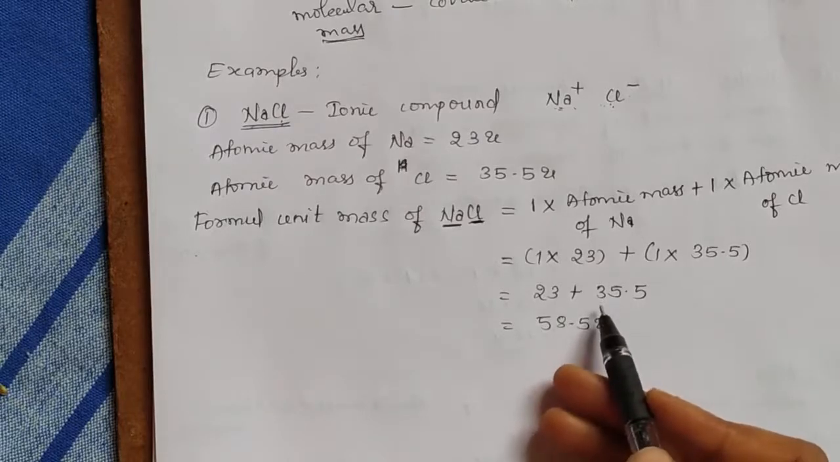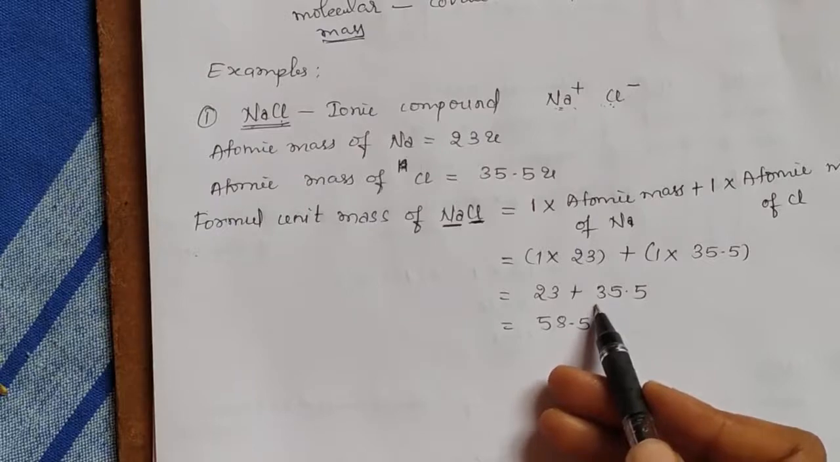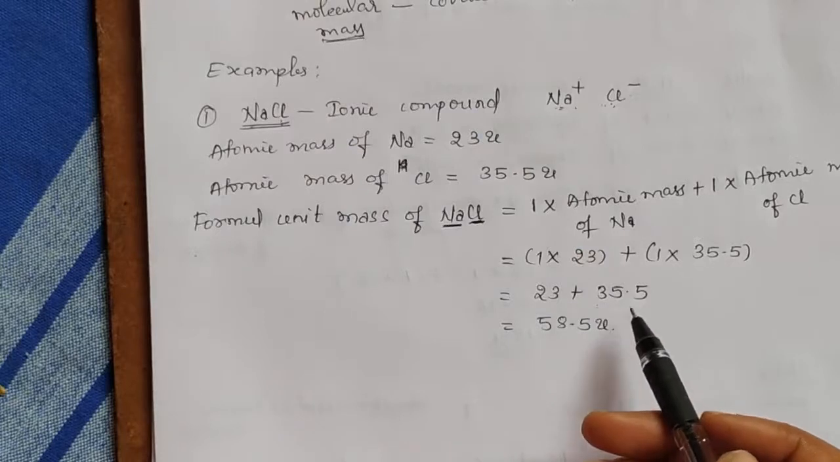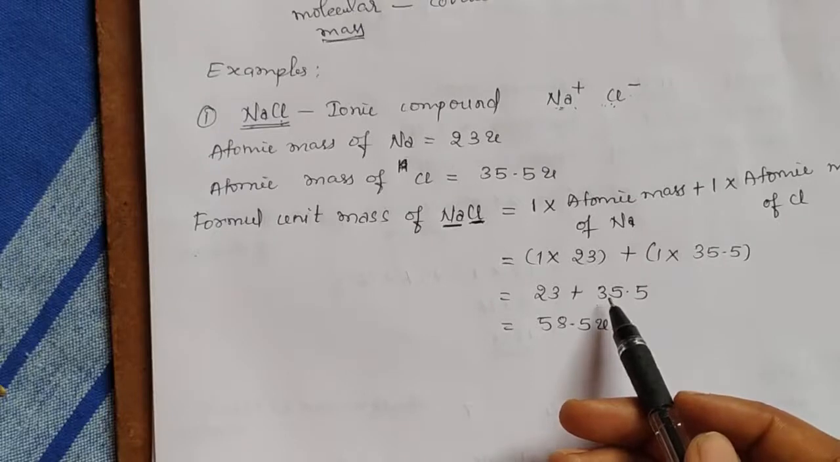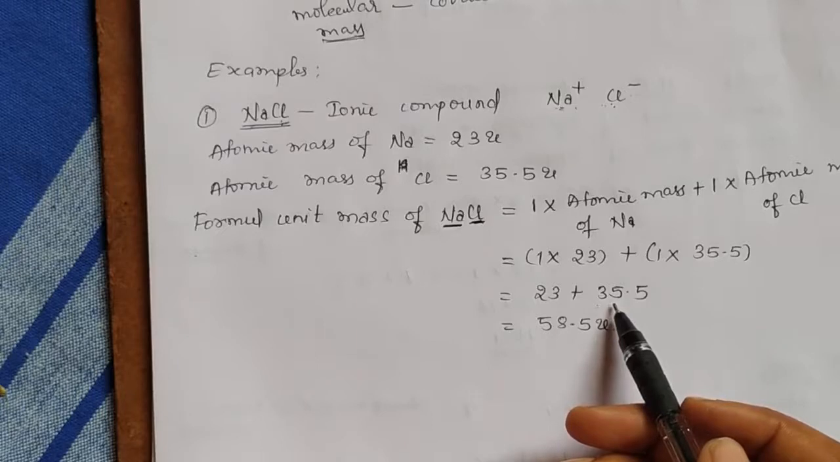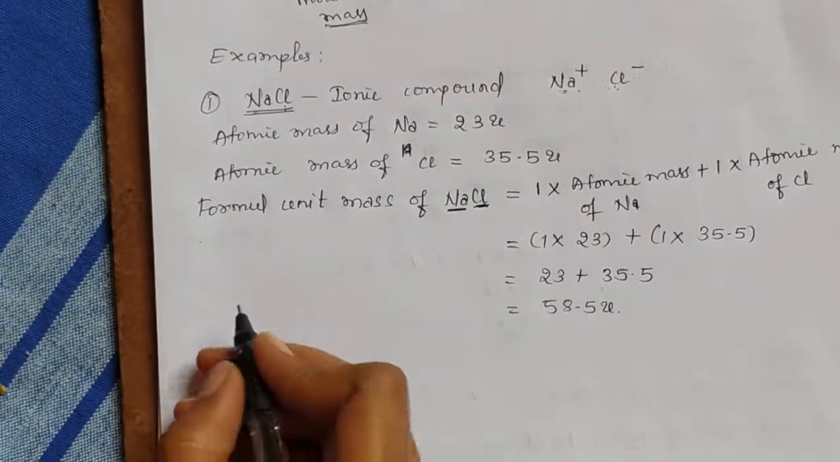Here the way we calculate the molecular mass is the same as that of the formula unit mass. The manner in which we are calculating the formula unit mass and the molecular mass is the same, but the difference is that the term formula unit mass is used in case of ionic compounds, which have ions as constituent particles. But molecular mass is used in case of covalent compounds. We will see one more example for formula unit mass.